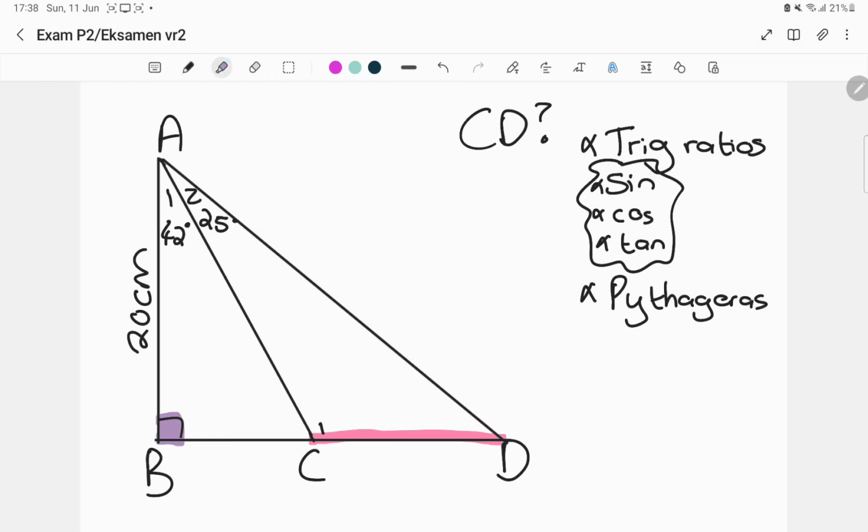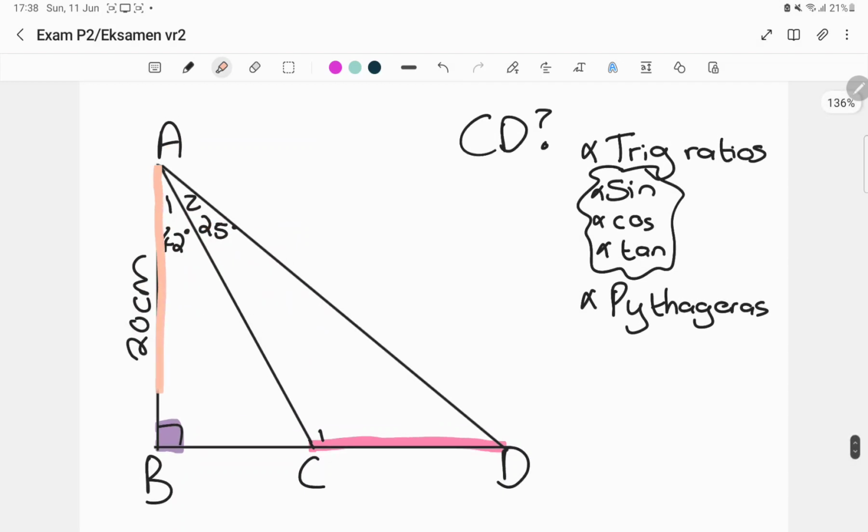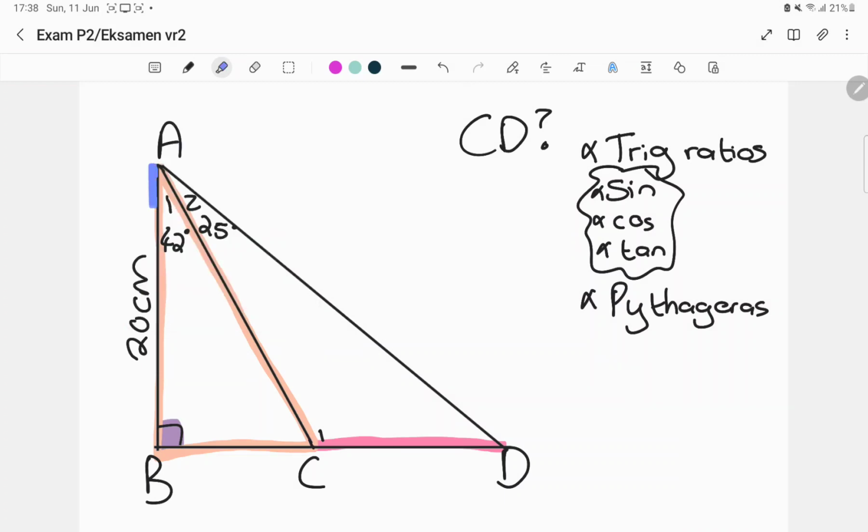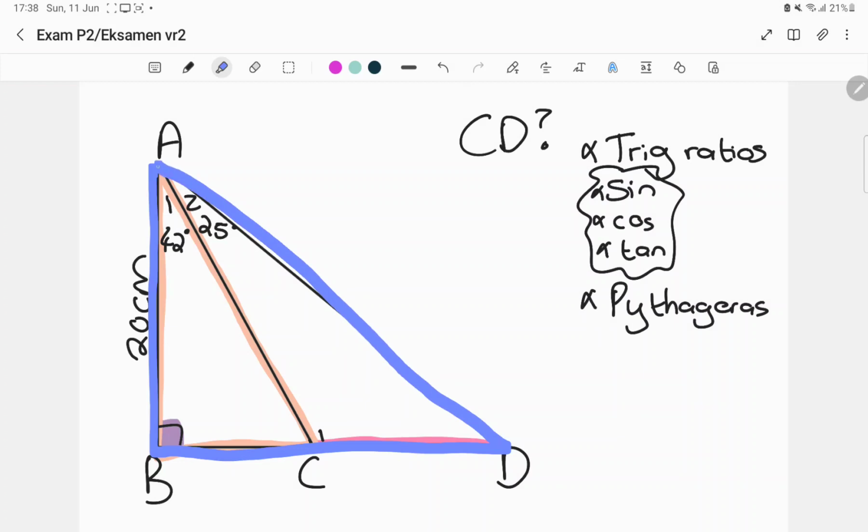Do you see that there is two 90-degree triangles? This is my first 90-degree triangle, so that is triangle ABC. And then I have a second triangle. Let's make this one blue so that it can stand out, which is A, B, D. Those are the two 90-degree triangles.